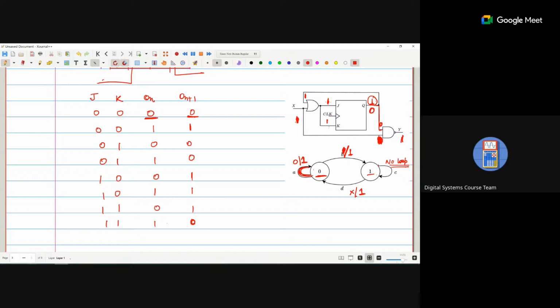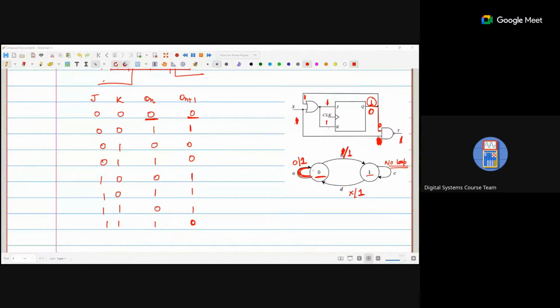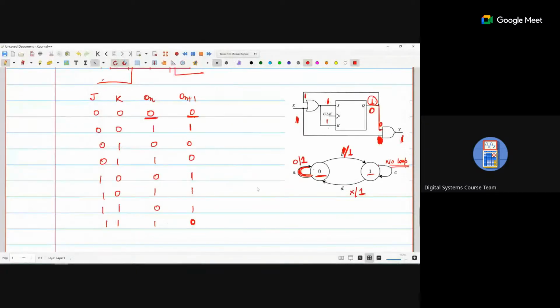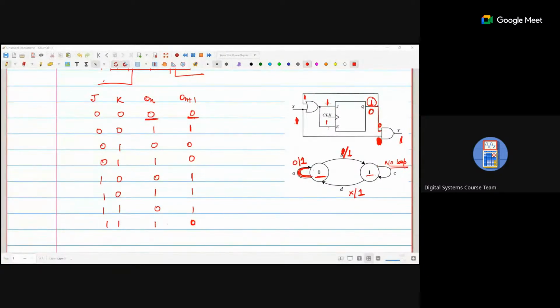Now what is the value of A? The value of A is 0 1 0 1 0 1. What is the value of B? The B value is 1 1. What is the value of C? C is none. And what is the value of D? For D, either we apply a 0, we are getting a 1, and 1 we are getting a 0.